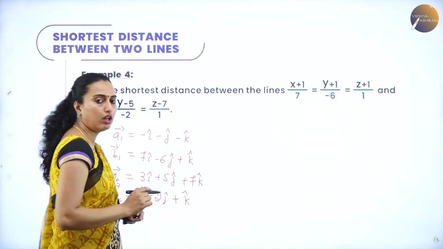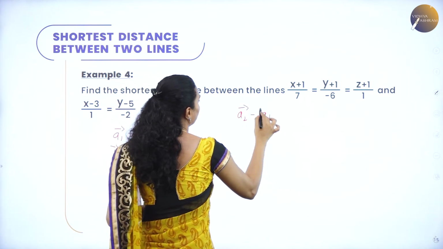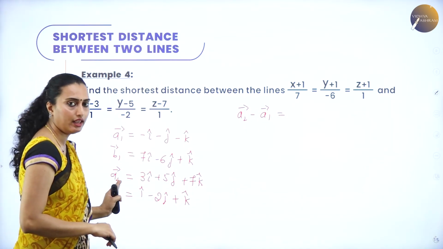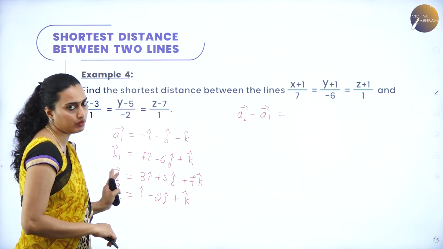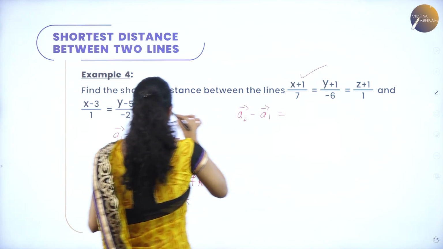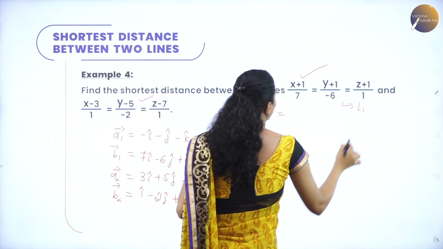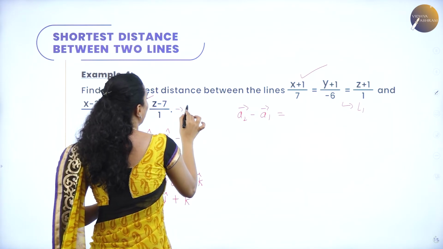Now what you need to solve? You need to solve first A2 minus A1. Take the A1, A2, B1, B2 vectors according to the line. This is line 1. This is line 2. If you want, I can write it for your reference. This is line 1 and this is line 2.